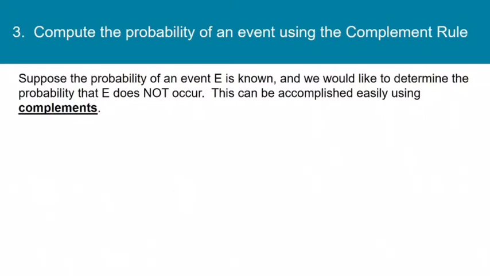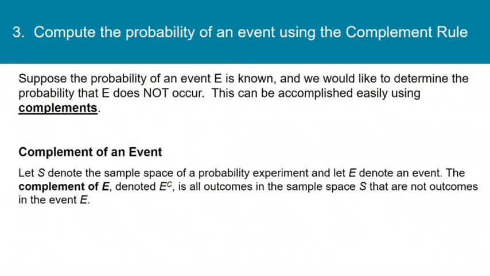Okay, now let's talk about complements. Not compliments like, gee, you look nice today, but complement. So notice it's with an E. It says, suppose the probability of an event E is known, and we would like to determine the probability that E does not occur. This can be accomplished using complements.